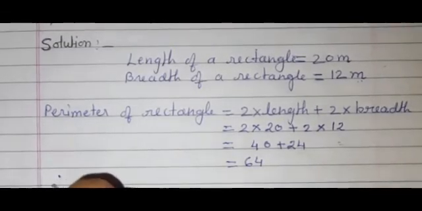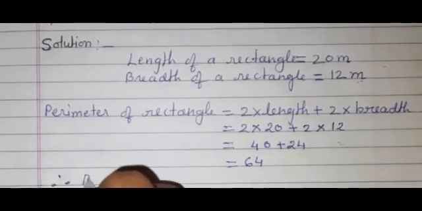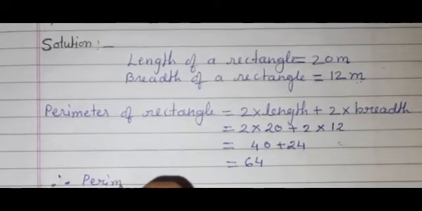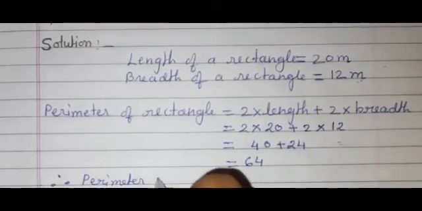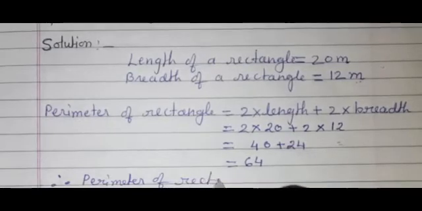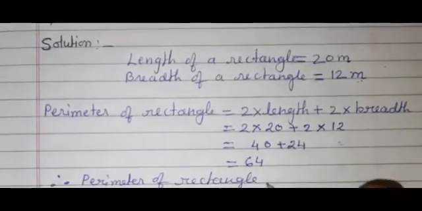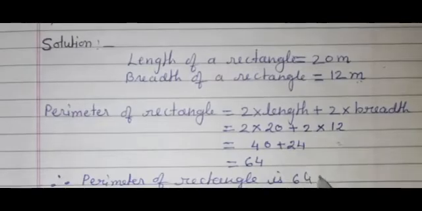Therefore, the perimeter of the rectangle is 64 meter.